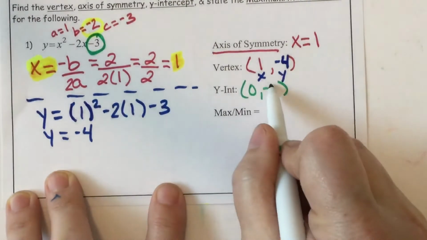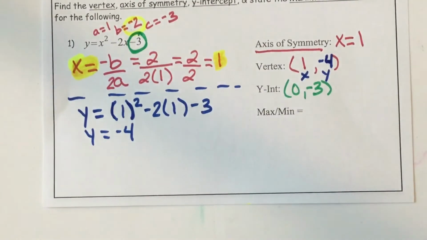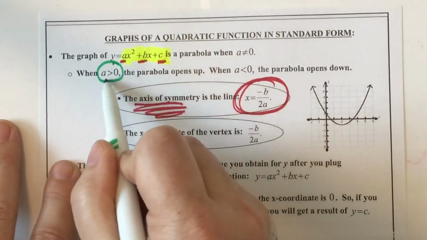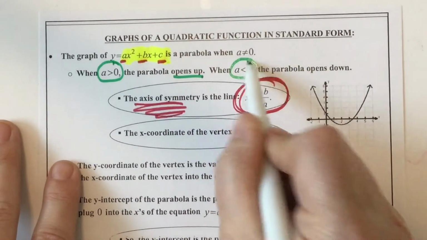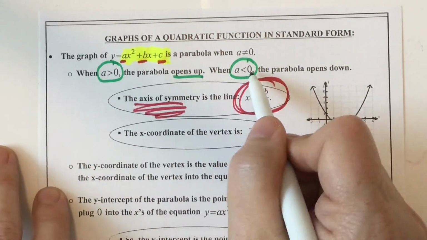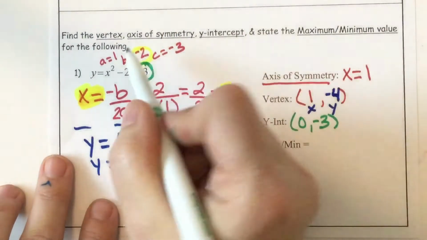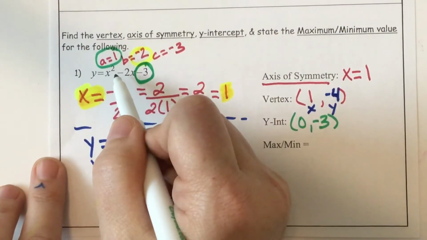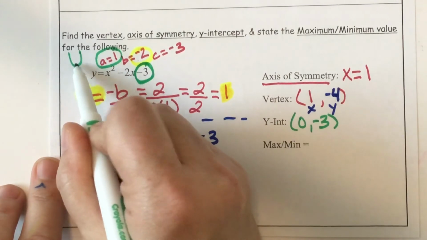-3. All right, now we've got to use our thinkers a little bit. A couple things we need to know, and it's up here in the directions. If our A is bigger than 0, meaning our A is positive, the graph opens up. If our A is smaller than 0, meaning the A is negative, the graph opens down. Let's look at this problem. Our A is a positive 1, so does the graph open up or down? The graph opens up.